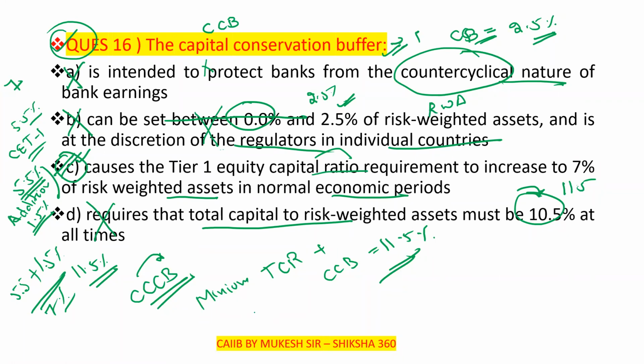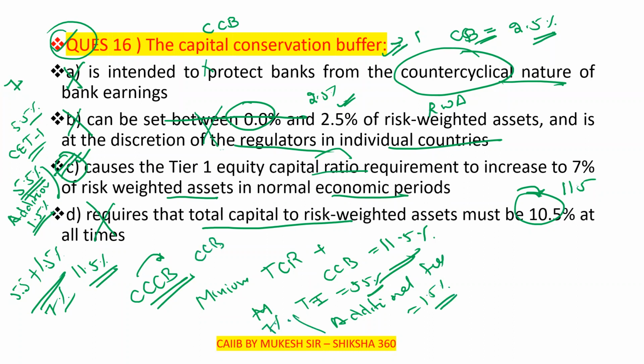So I will tell, wait a minute, that Tier 1 is basically 5.5 plus additional Tier 1, 1.5. That is total 7%. If we add CCB, that is 2.5%. So basically it is to be 9.5%. Clear? So minimum total capital ratio, that is 5.5 plus 2.5.